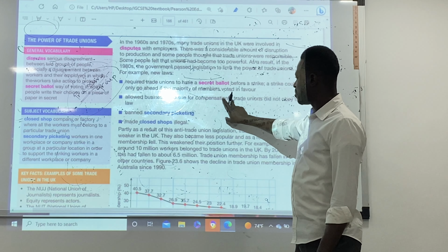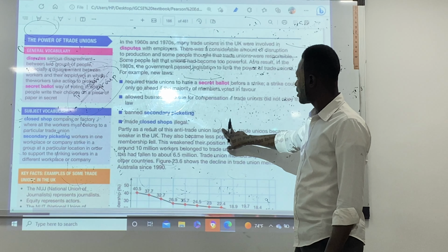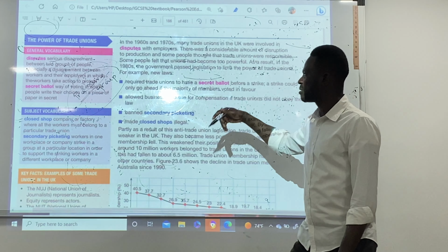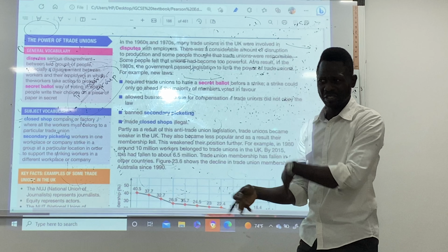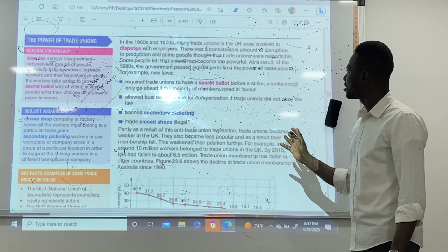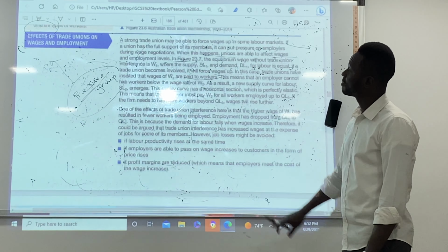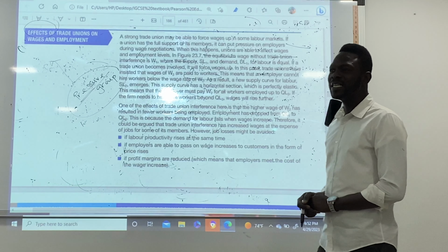Okay, let me see what is important here. So, people involved. Disputes. Disputes are just conflicts. Let's go down, you don't need those ones. Effect of trade union on wages and employment.